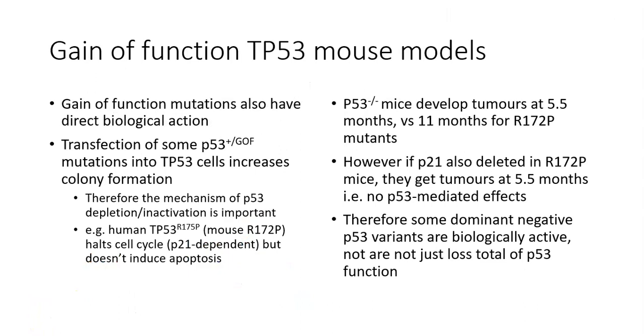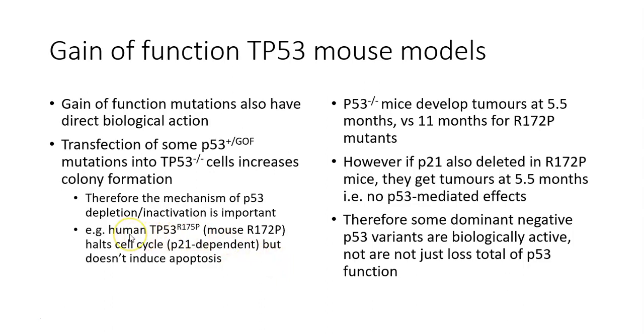Now, that previous slide was probably a bit simplistic because it assumes that all the gain of function mutations, that's what GOF means, gain of function dominant negative mutations, are doing is taking out the wild type p53. And we know that that's not strictly true. Some of the gain of function mutations of p53 have direct biological action. So we know that if we transfect some p53 gain of function mutations into p53 null cells, we increase colony formation. So it suggests that these mutants are actually having a biological role, much like an oncogene mutation. And sometimes we find that these p53 mutants have limited p53 response functions.